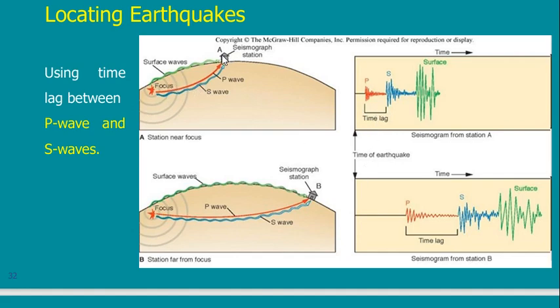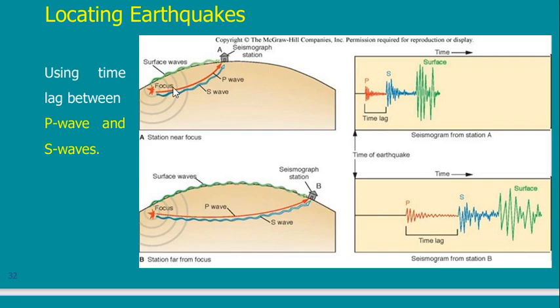If I move this point A to this point B, I will still get the P wave and the S wave, but I will have a bigger time lag. Because the waves had to travel a longer distance, the time lag is directly proportional to the distance between the focus and the recording station. So if I manage to calculate this time lag, then I can know how far my recording station is from the origin of the earthquake.